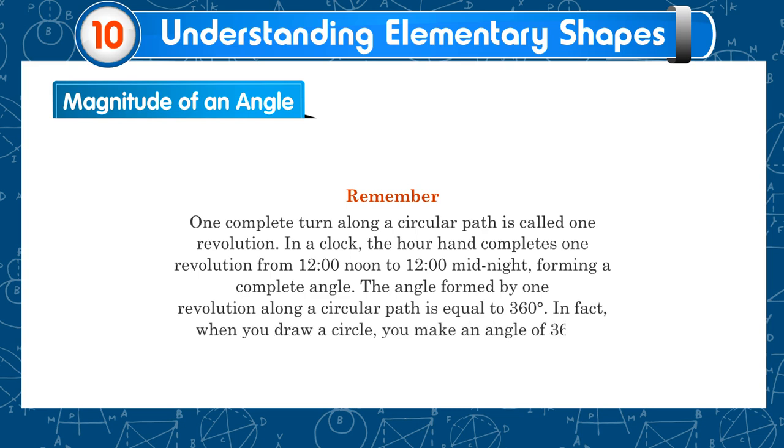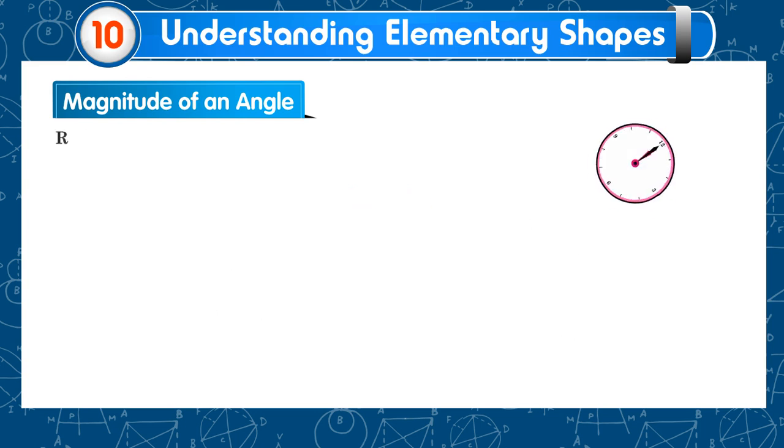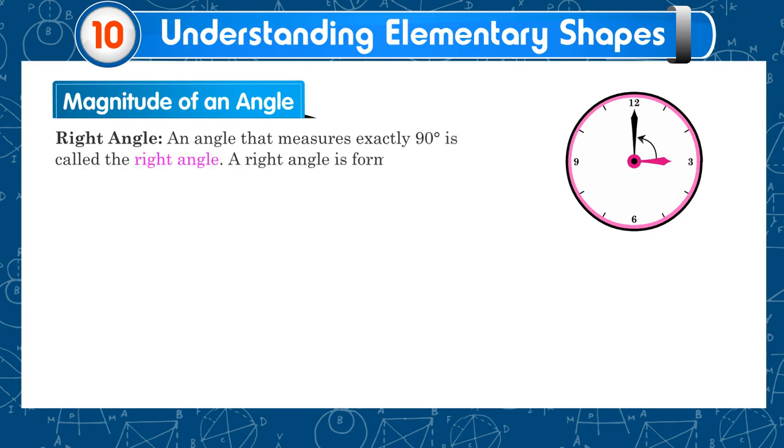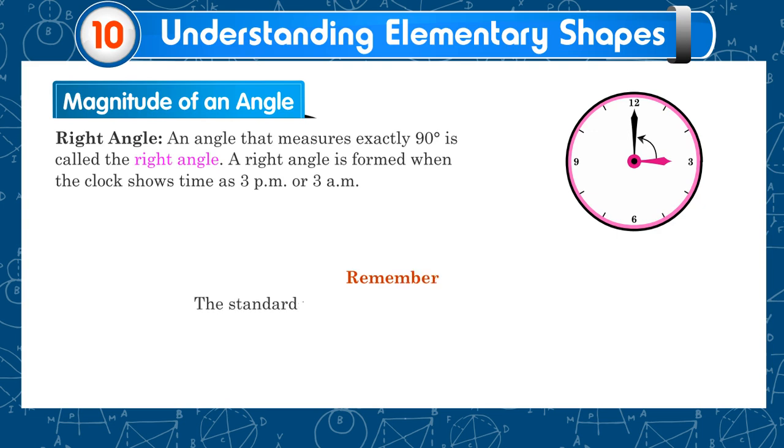Right angle. An angle that measures exactly 90 degrees is called the right angle. A right angle is formed when the clock shows time as 3 p.m. or 3 a.m. Remember, the standard unit for measuring an angle is degree.